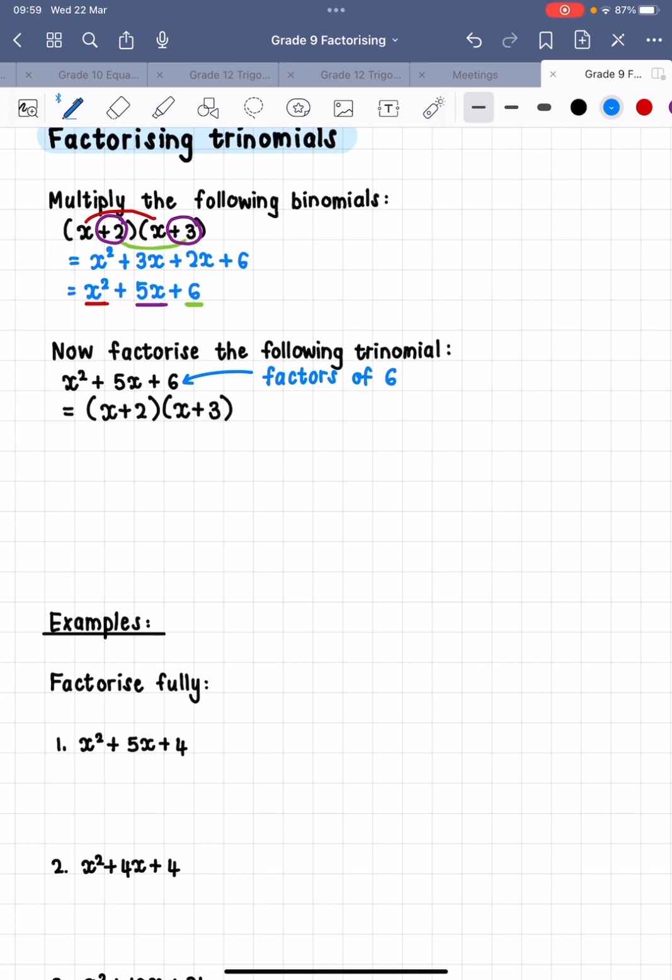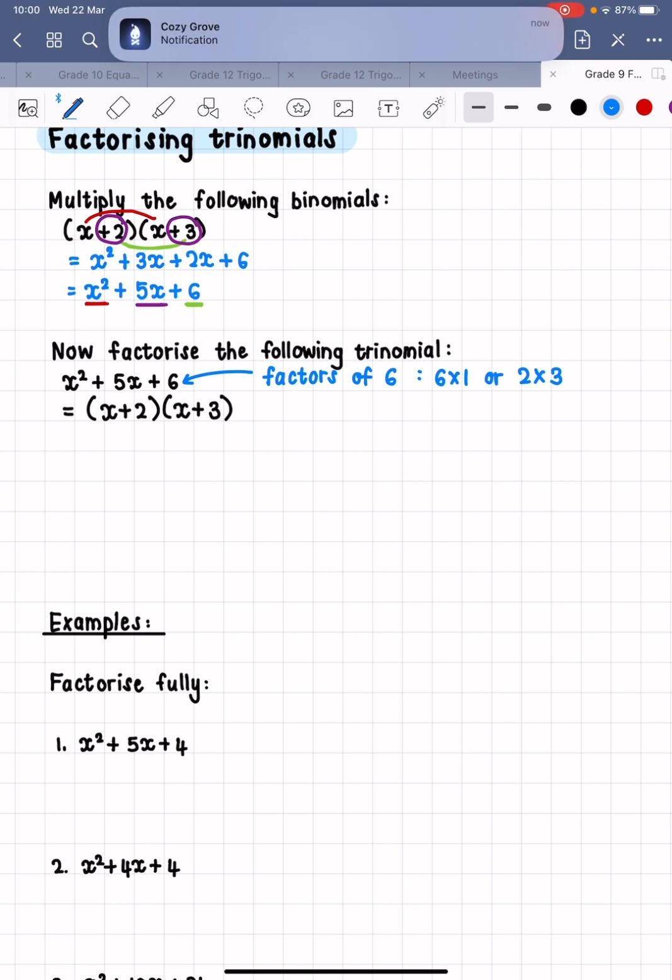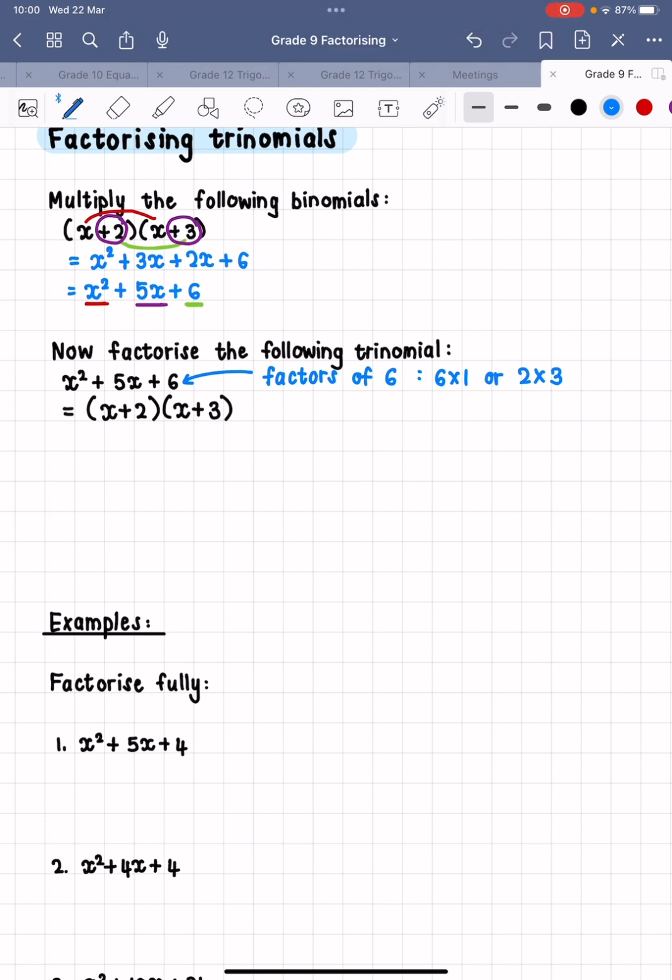Now guys, 6 has multiple factors, multiple pairs of factors, right? Do we agree? We can do 6 times 1. Do we agree that 6 and 1 are factors of 6? Or we can do 2 times 3. Right? Those are possible factors of 6. Now, how are you going to know which factors to choose and to then put in your brackets? You are going to look at your middle term.